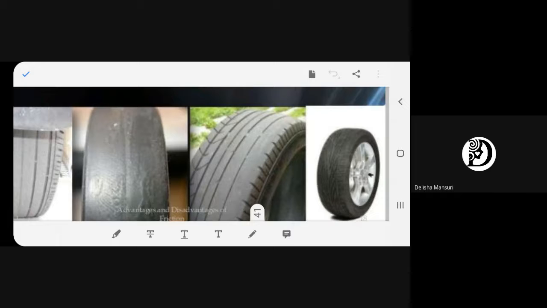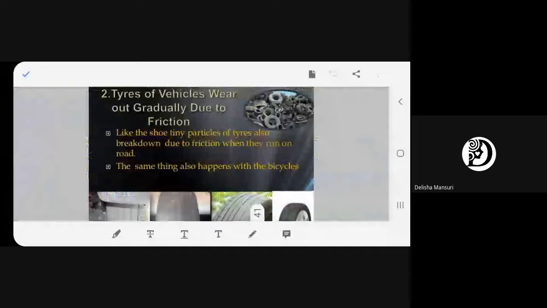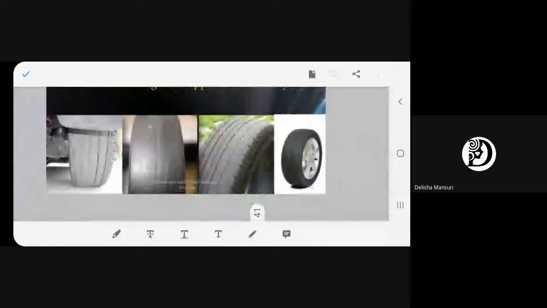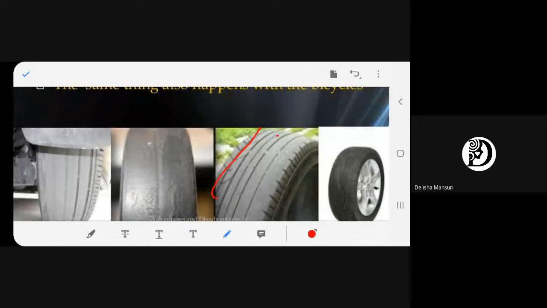So what happens? Same way like what we got in shoe. The same thing happens with the tires as well when they run on the road. It becomes flat. The grooves are gone. And usually we get this sort of thing. It becomes flat. See, we get this one. Can you see this? Lines. Now it has become flat over here. Got it?